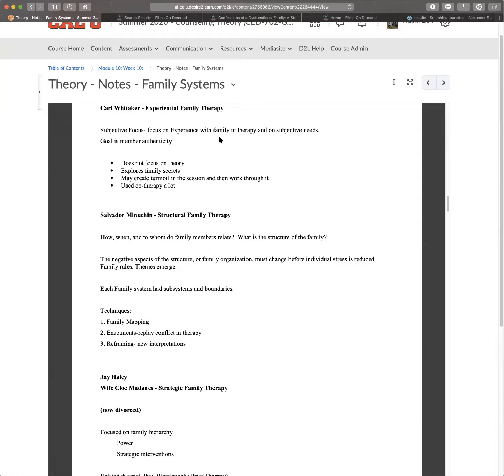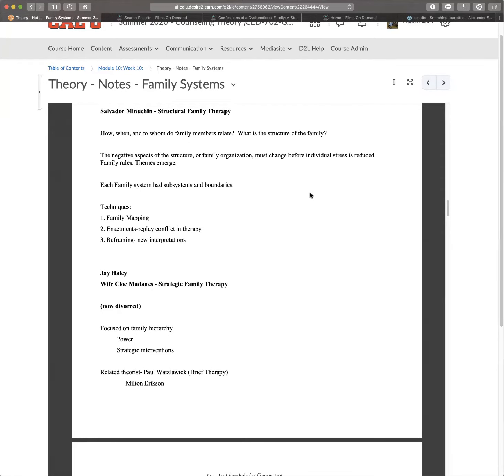But he is famous for exploring family secrets. Oh, we don't share that with the neighbors. Every family has secrets. He wants to talk about them and process them and overcome them. Why are they secrets? He may create turmoil in the session and then work through it. And he often uses a co-therapist to do that. He'll talk to a co-therapist about the family and allow them to listen to their conversation.